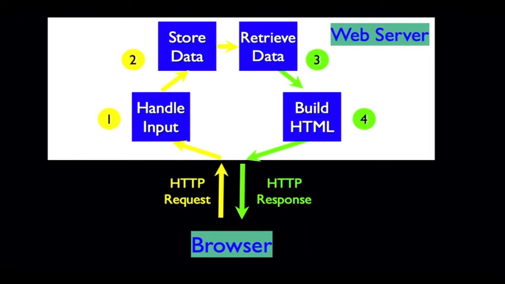So these are the four typical steps that we break down to say, in comes an HTTP request. First thing we do is if it has data that we're supposed to do something with, we handle it, maybe store that data in a database, then we talk to the database and retrieve more data to produce the next output that we're going to make, and then we produce the HTML or the other form of output and we send it back to the browser.